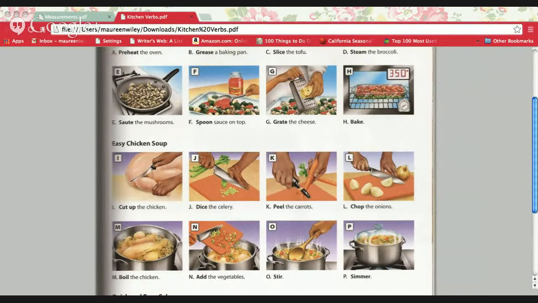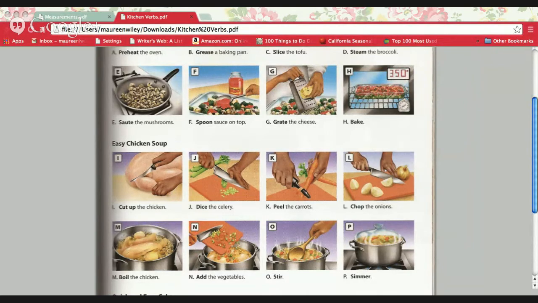And how about letter P? Who wants to read letter P? This is one of my favorite verbs. Simmer. Okay, simmer. That's right. Simmer is a lot like boil, but it's not as powerful. So when you begin to cook some water, to boil some water, when just little tiny bubbles are coming up, that's when it is simmering.